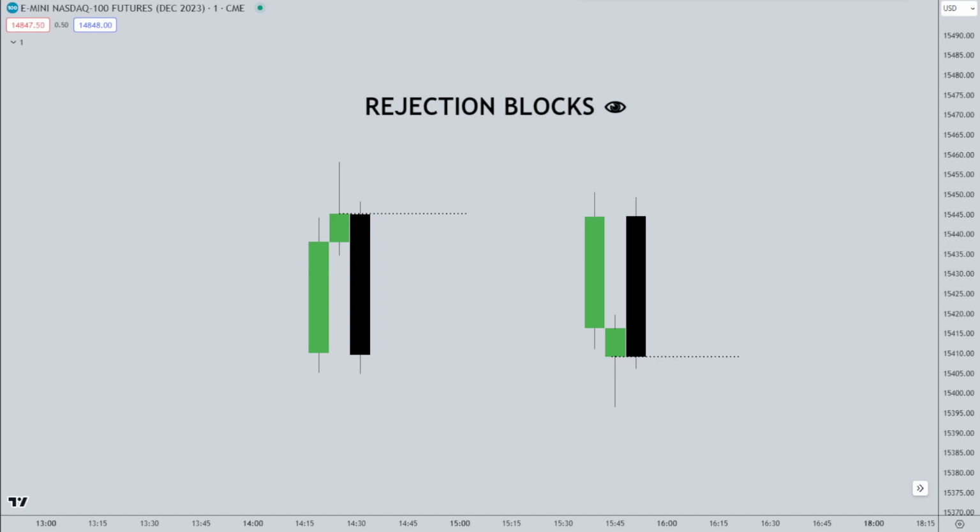Alright, so it's pretty clear to me that no one really knows what a rejection block is because they believe that every wick at every high and low should be a rejection block, but that's not the case.